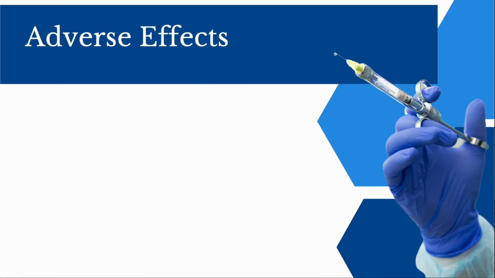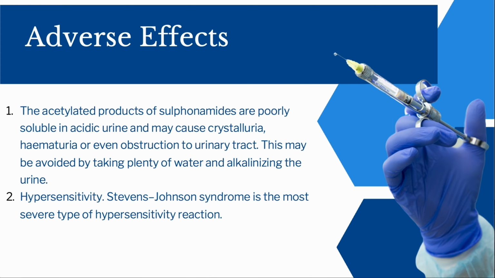Now let's discuss the adverse effects of sulfonamides. The acetylated products of sulfonamides are poorly soluble in acidic urine and may cause crystalluria, hematuria, or even obstruction of urinary tract. This may be avoided by taking plenty of water and alkalizing the urine.